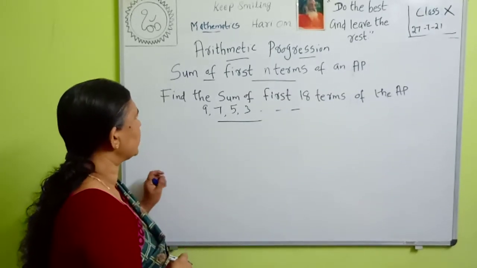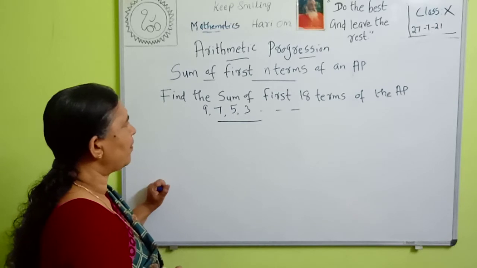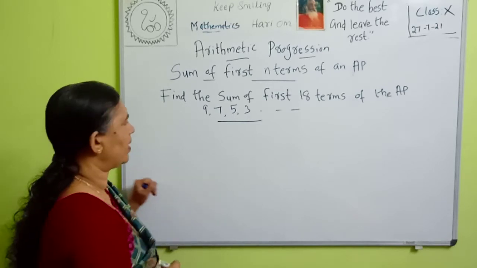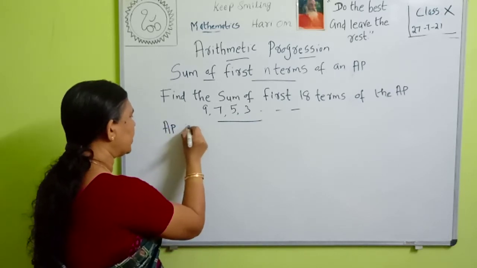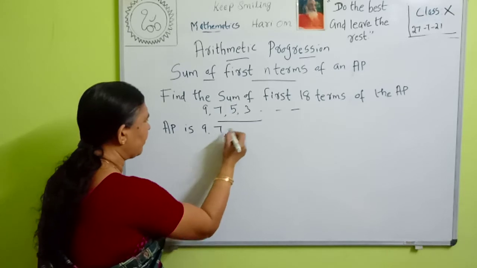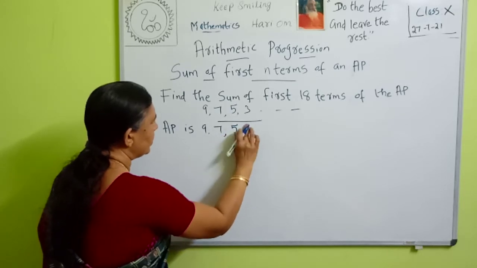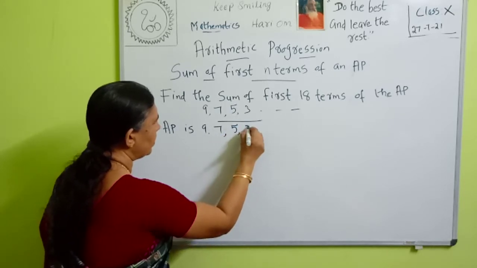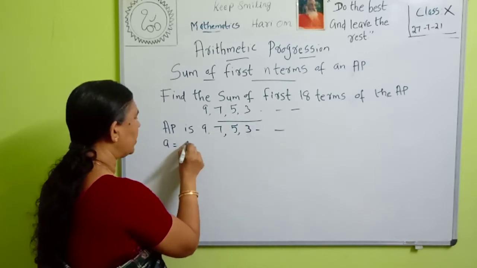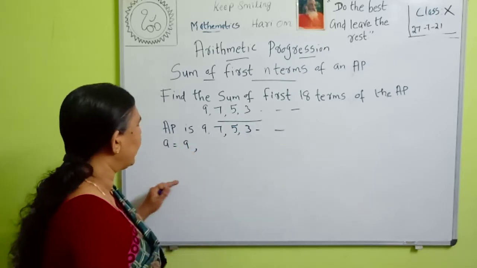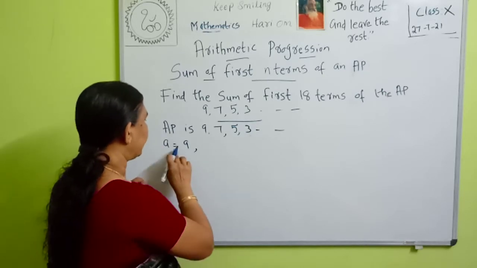Next question. Find the sum of first 18 terms of the AP 9, 7, 5, 3, etc. Here the AP is 9, 7, 5, 3, etc. Then what is the first term of the AP? a is equal to 9. Then what is the common difference?